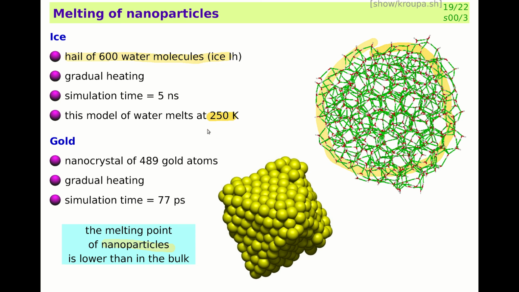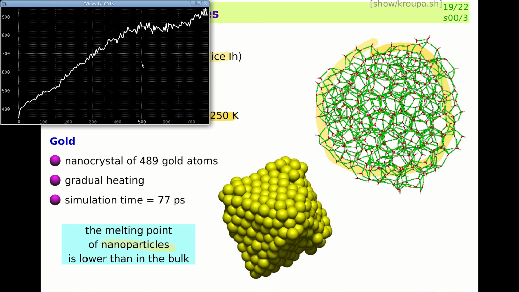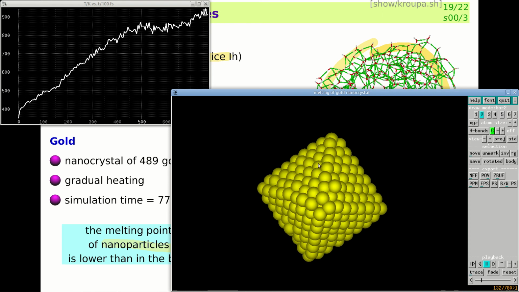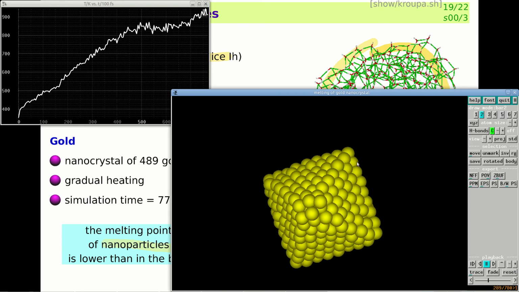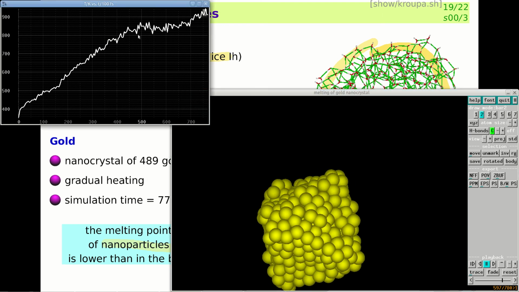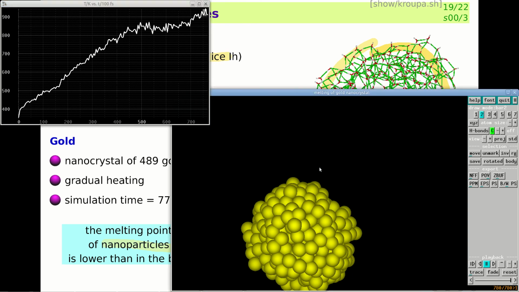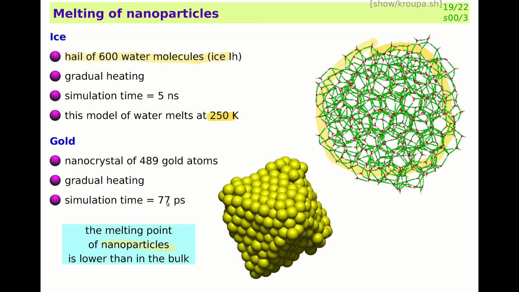And a similar simulation for gold, it should come soon. This is a crystal of gold, and again here it starts to melt, and it's melted. Again, the melting point is smaller than in the bulk gold.